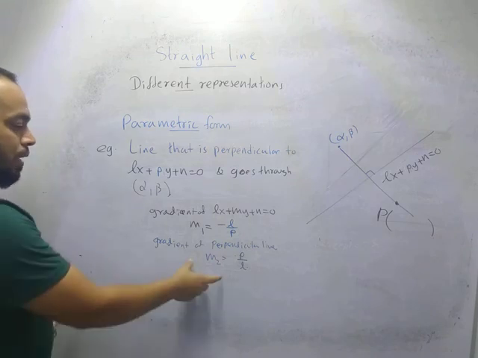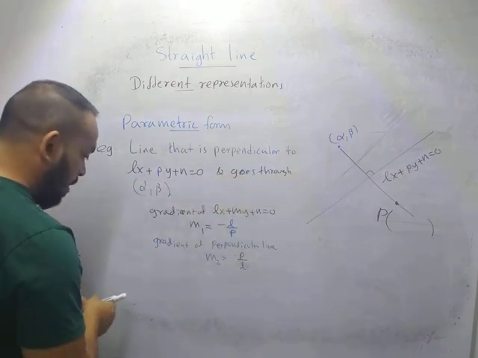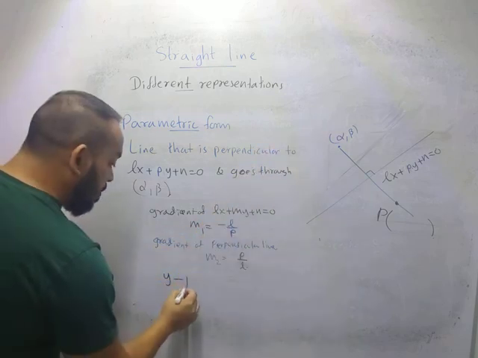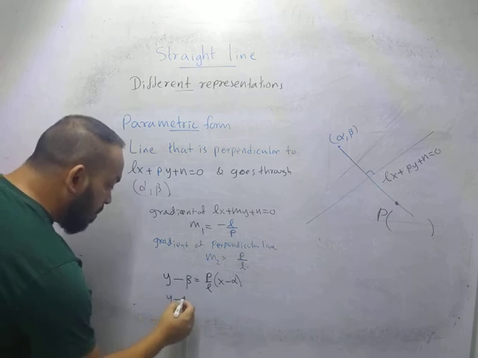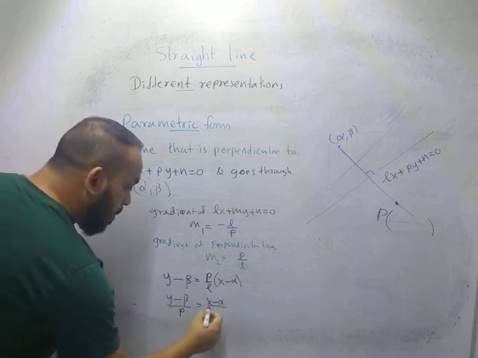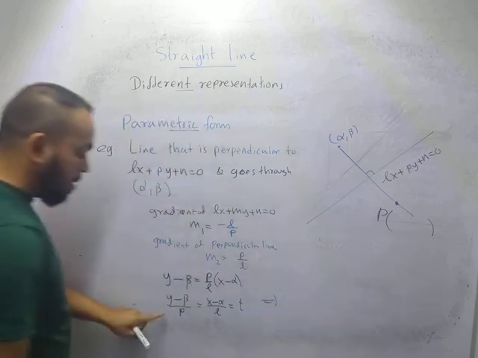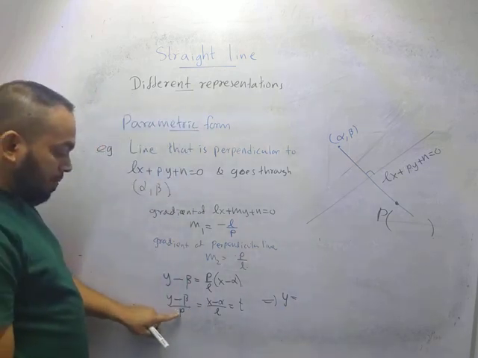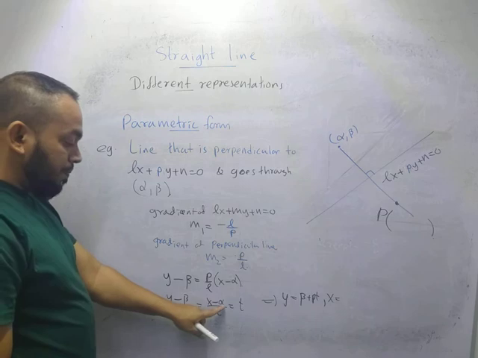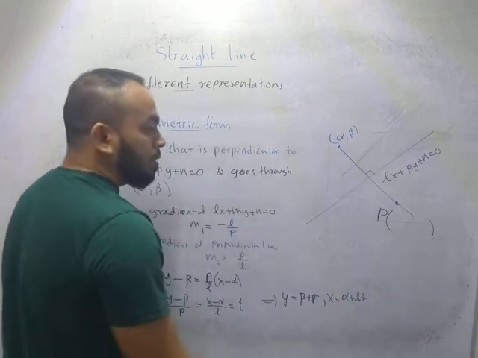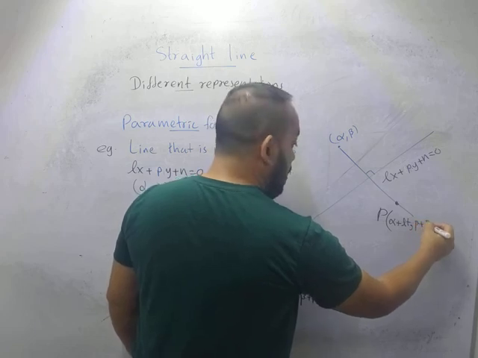Now we have determined the gradient of the perpendicular line, and it goes through (alpha, beta). We start off with the equation y minus beta equals the gradient times x minus alpha. Then (y minus beta) over P equals (x minus alpha) over L equals t, where t is a parameter. So y equals beta plus P t, and x equals alpha plus L t. This line can be represented as (alpha plus L t, beta plus P t).